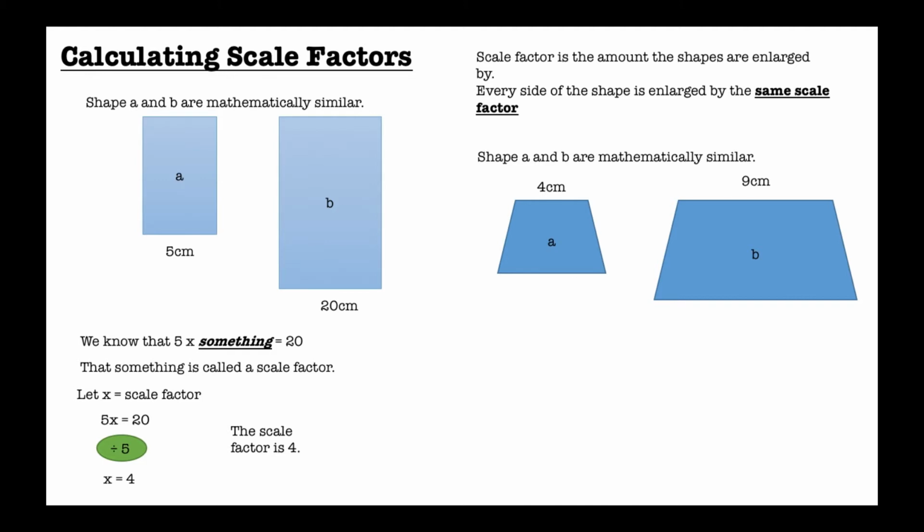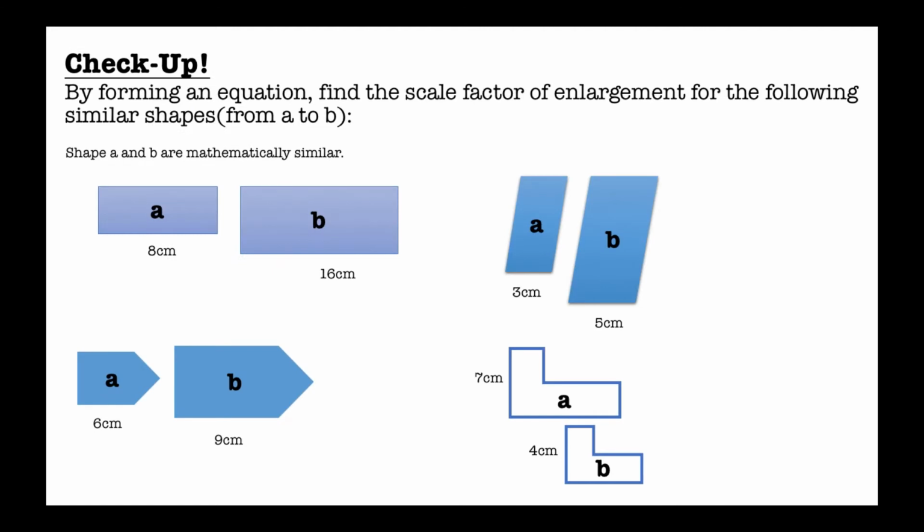Shape A and B here are also mathematically similar. We also know that 4 times something makes 9. So let's let x be the scale factor. 4 times x equals 9. So if we divide by 4, we know that x equals 9 divided by 4. So we could say that's 2.25 if we wanted to, or we can leave it as a fraction. So the scale factor is 9 over 4.